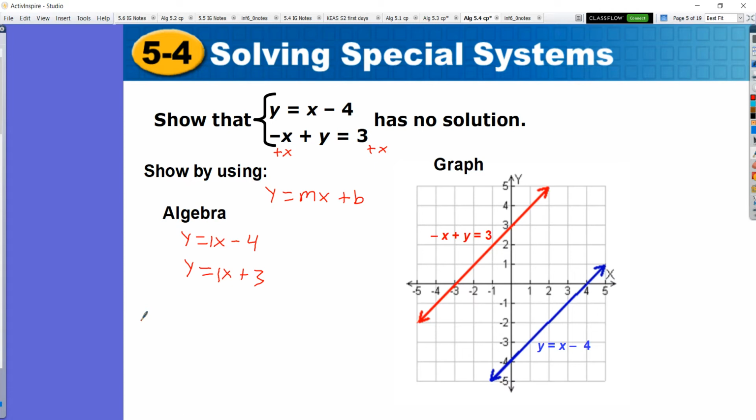All right, if you remember anything from chapter 4, if you have two lines that have the same slope and different y-intercepts, these are parallel lines. Okay, so those two lines are never going to cross, so they are never going to have a solution. We can also show those two lines by graphing. All right, there's our two lines. They have the same slope, up 1 over 1, up 1 over 1, so these lines would never cross.